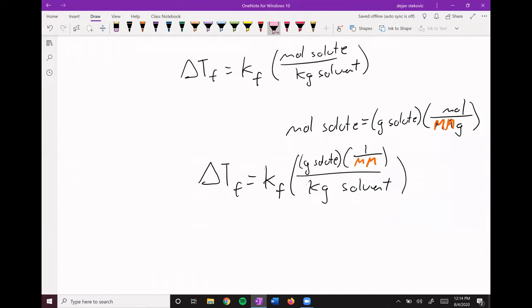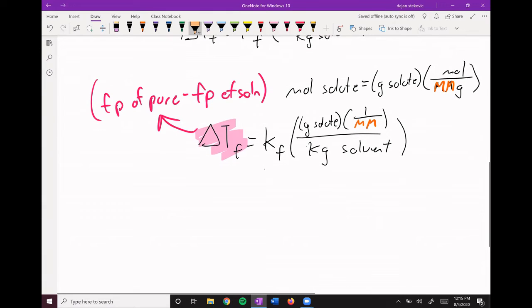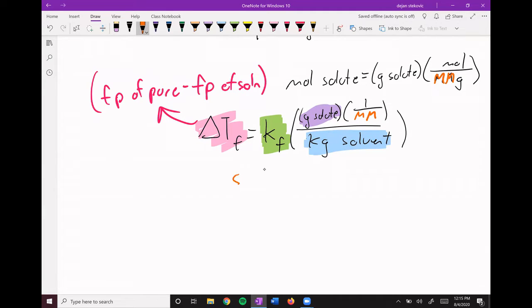And then remember, our change in freezing point here is going to be equal to the freezing point of the pure stuff minus the freezing point of our solution, right, after we've added some solute. Some other pieces of data that we're going to need to get is our grams of solute. That's pretty easy to get. We just weigh it out. Our kilograms of solvent, again, that's also pretty easy to get. We just weigh it out. And then our Kf, we can pull that straight from the literature depending on the compound. And then all we have to do here is solve for the molar mass of the solid, right?